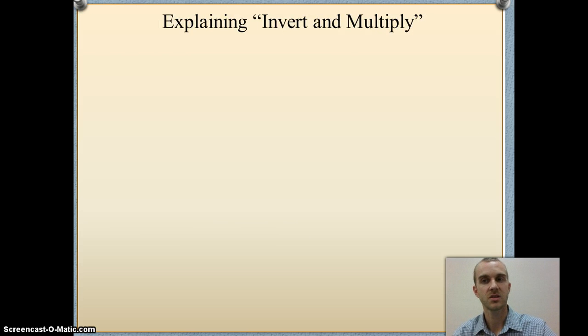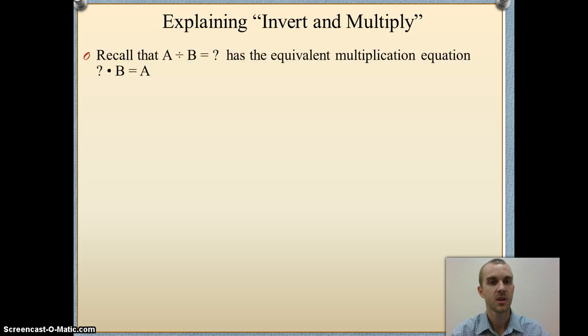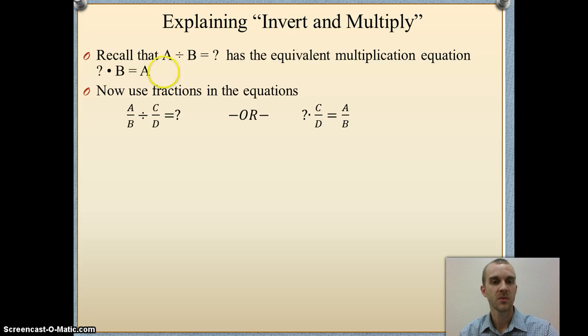Now, how can we look at this in a more generalized term? If you remember, every division equation has an equivalent multiplication equation. Now let's look at what happens if we plug in fractional versions for a and b. So I know that when I have two fractions being divided equals some value, I know that that value times the second fraction will equal the first.